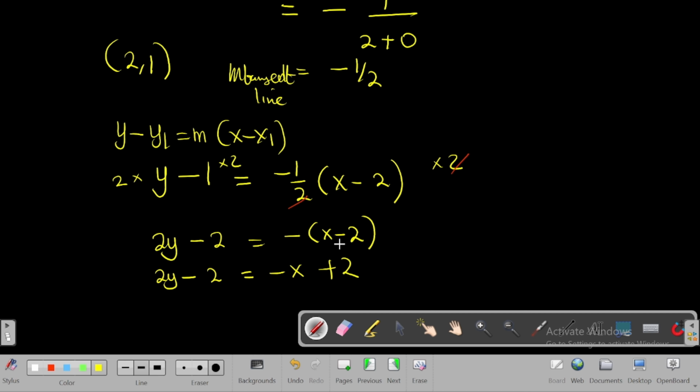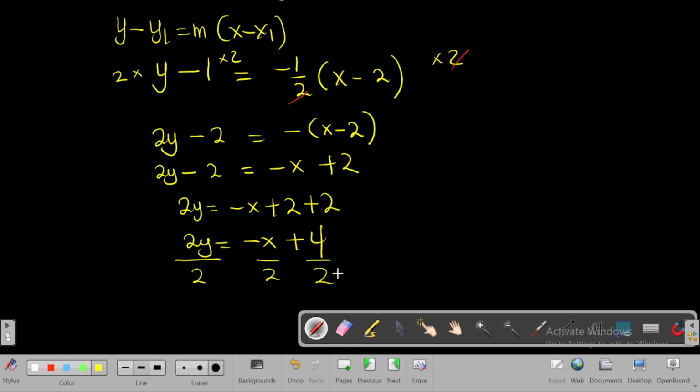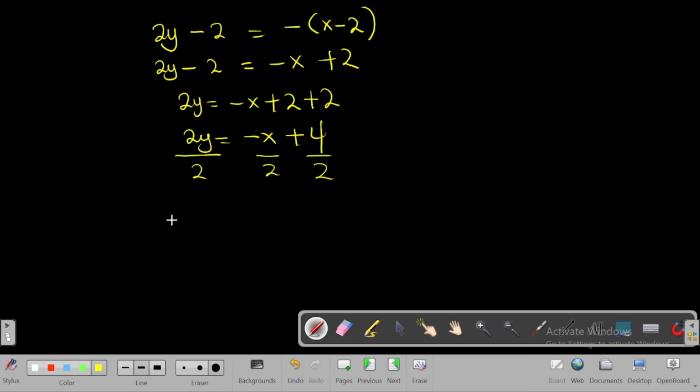So from here you can say 2y minus 2 is equal to negative times x, which is negative x, plus 2, right? So now if we want to find the value of y, we can say 2y is equal to negative x plus 2, and we can send this 2 to the other side of the equation. It becomes plus 2. So 2y is equal to negative x plus 4. To find the value of y, we can divide all the sides by 2 to get our final equation. y is equal to negative x over 2 plus 2, and this becomes the equation of the tangent line, right?